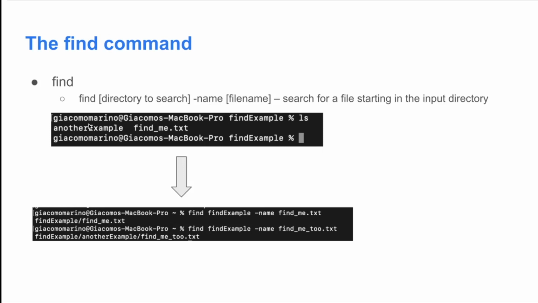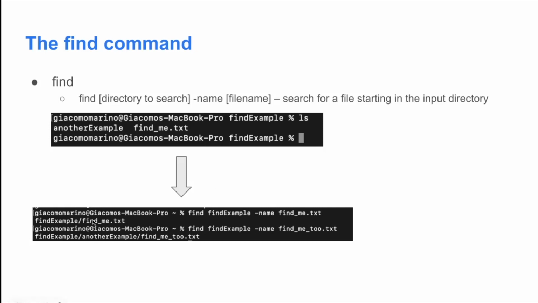And if we list the contents, we can see that we have another directory called another example and a file called findme.txt. So if we were to use find and then the directory that we want to search in, which is find example, -name. That's a flag. It's saying look for a file named, and then here's the name that we're looking for, findme.txt. And then it will print out the path to that file.